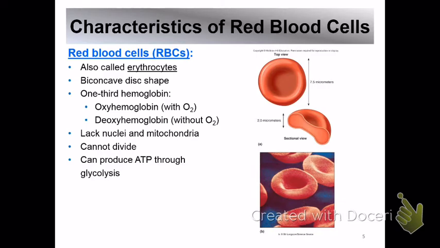Okay, so red blood cell, we already said, it's called an erythrocyte. You want to know all of this. They have a biconcave disc shape. They're 1/3 hemoglobin. Hemoglobin is a protein that allows them to carry oxygen. Deoxyhemoglobin would be without, oxyhemoglobin with. They don't have a nucleus.